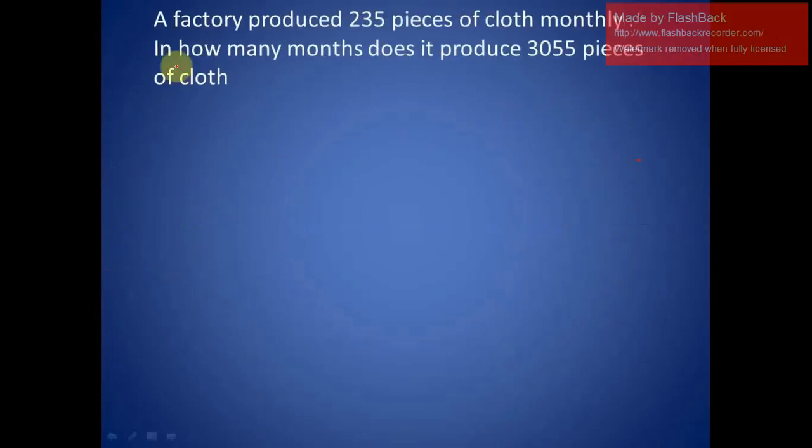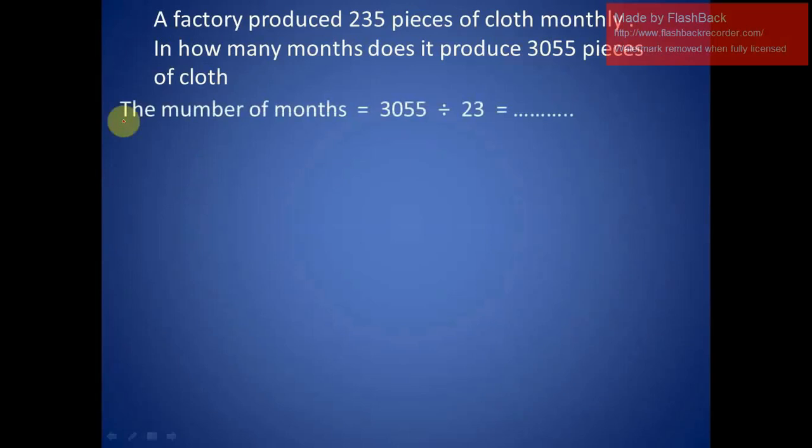We have a story problem. A factory produced 235 pieces of cloth monthly. In how many months does it produce 3055 pieces of cloth? Solution: the number of months is 3055 divided by 235.